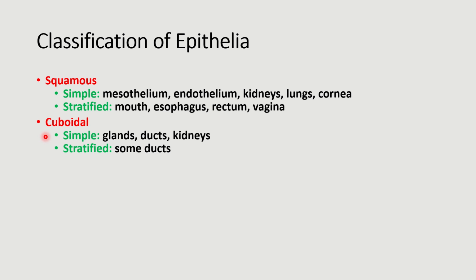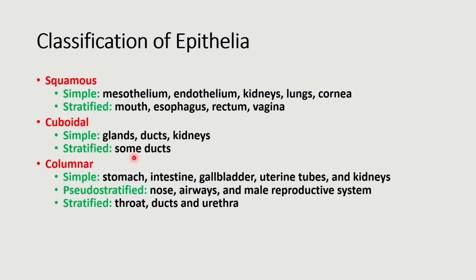Cuboidal, first is simple, which is one layer. The most common type of simple cuboidal is glands. Some ducts of some glands also have simple cuboidal, and you see part of the kidney that has simple cuboidal epithelium. Stratified cuboidal is not common. You only see it in some of the ducts.